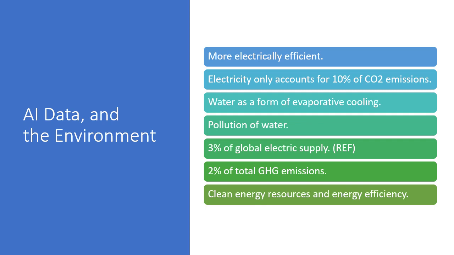after it is used. Moreover, the artificial intelligence data centers use about 3% of the global electric supply, and while this seems like a small amount, it is actually about the same as the entire airline industry. This is also leading to 2% of the total greenhouse gases released into the atmosphere. Lastly, in order to reduce the risk of global warming and achieve a cleaner environment, the best method would be to switch to using clean energy resources with high energy efficiency.